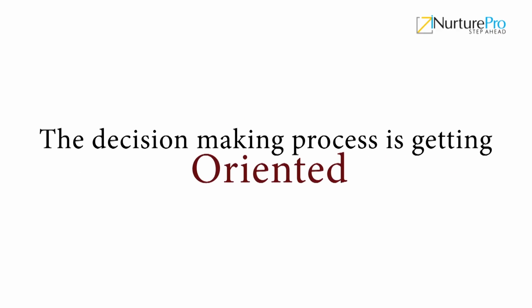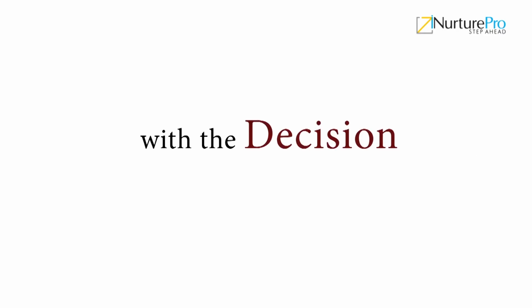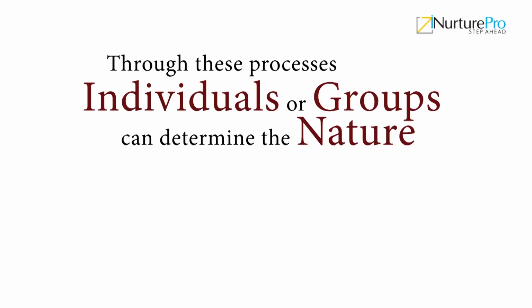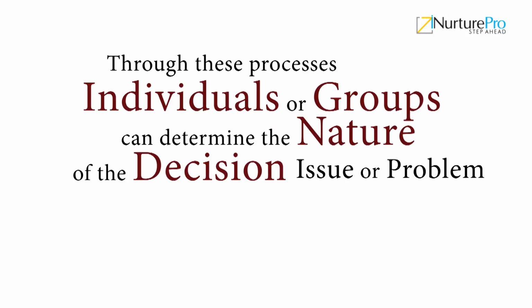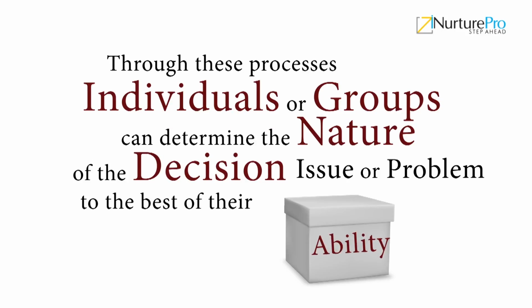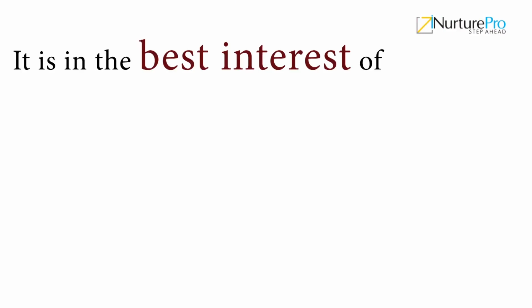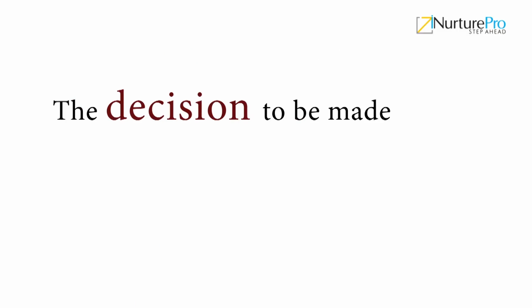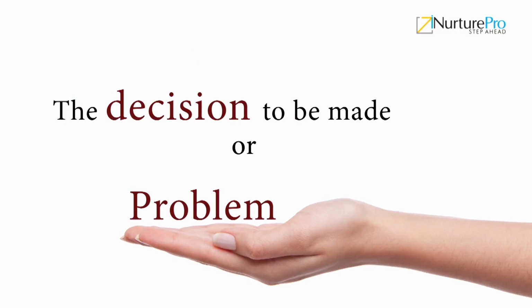The first step in the decision-making process is getting oriented with the decision, and the second step identifies factors surrounding the decision. Through these processes, individuals or groups can determine the nature of the decision, issue or problem to the best of their ability. At this point, it is in the best interest of the group members to be sure they have adequately defined the decision to be made or problem at hand.